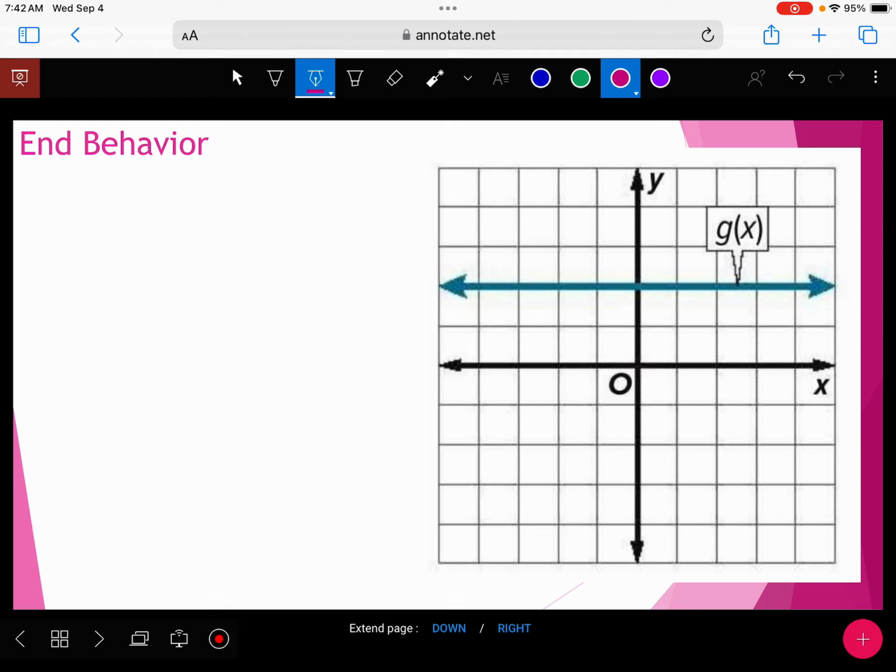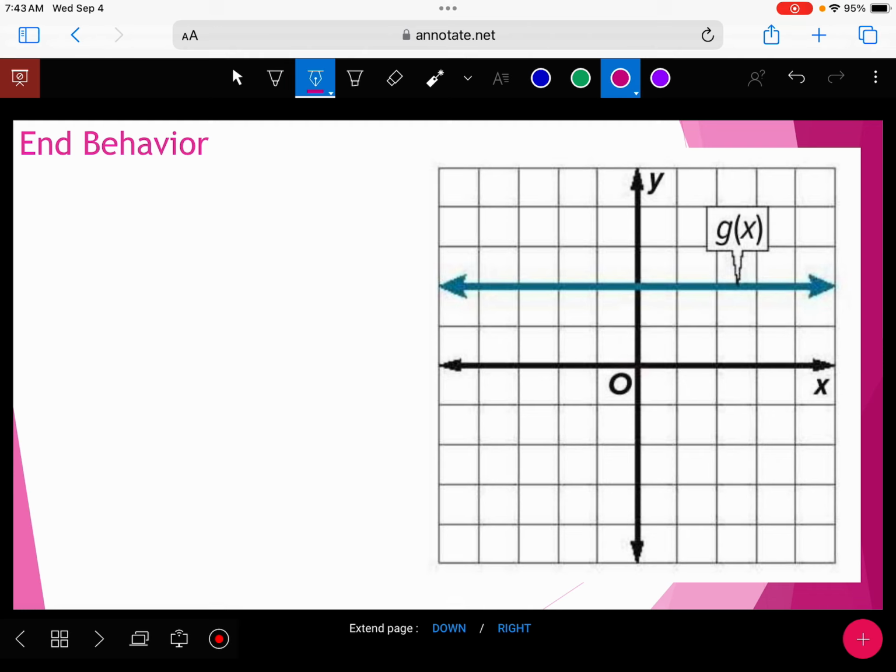So before we get to end behavior, I want us to think about some values here. If my x is 0, what is the value of my y? 2. If my x is negative 4, what's the value of my y? 2. If my x is positive 4, what's the value of my y? If my x is negative 10, what's the value of my y? 2. If my x is positive 100, what's the value of my y? 2. So if my x is negative a million, gazillion, bajillion, what's my y? 2. So as my x approaches negative infinity, what's my y? 2.